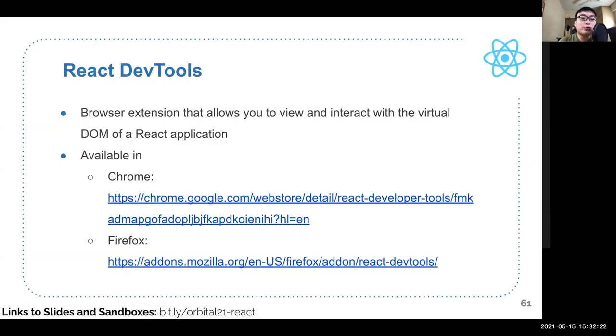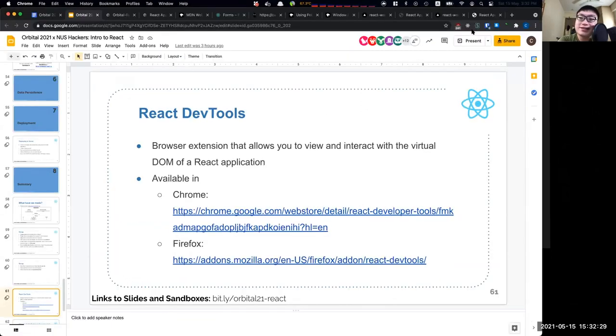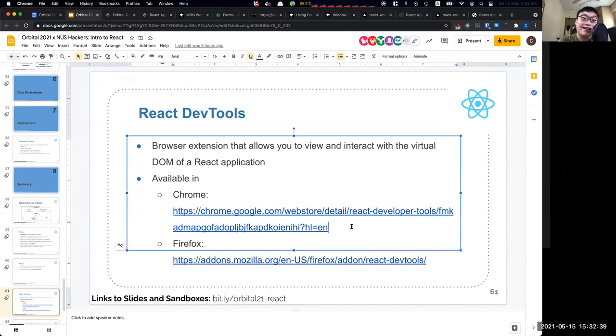There's a very useful extension that I want to introduce to you called the React Dev Tools. Do you see this orange thing over here? No, okay, it's not orange, it's gray. There's this extension called the React Dev Tools. Go to your respective web browser's app store and install it. It's very useful for making a React app.